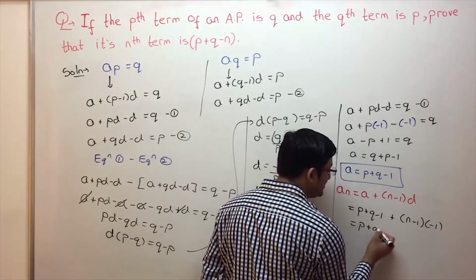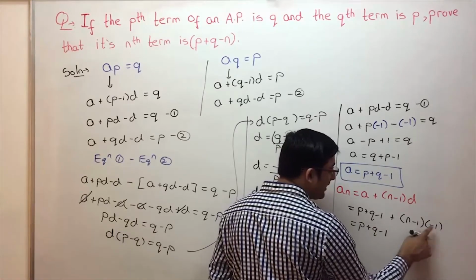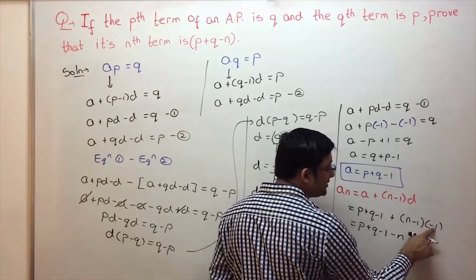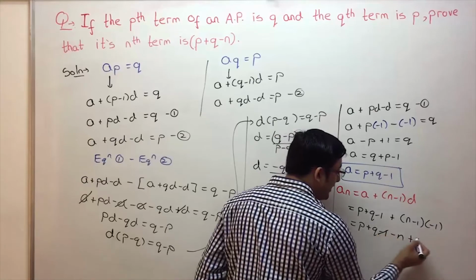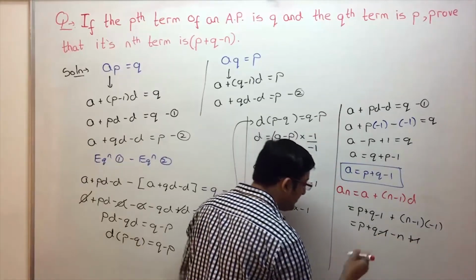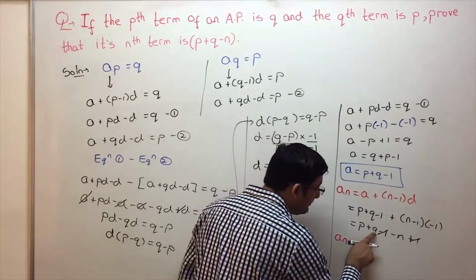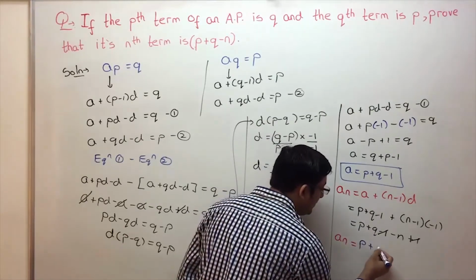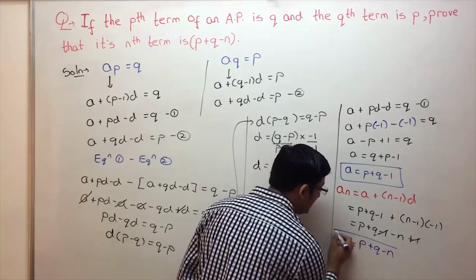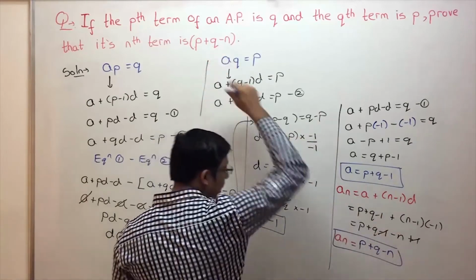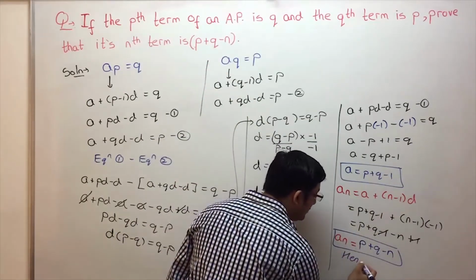Just solve this. P plus Q minus 1, n into minus 1 is minus n, minus 1 into minus 1 is plus 1. So minus 1 and plus 1 gone. From here we get the nth term is equal to what remains: P plus Q minus N. So P plus Q minus N, which is exactly what we had to prove. So hence proved.